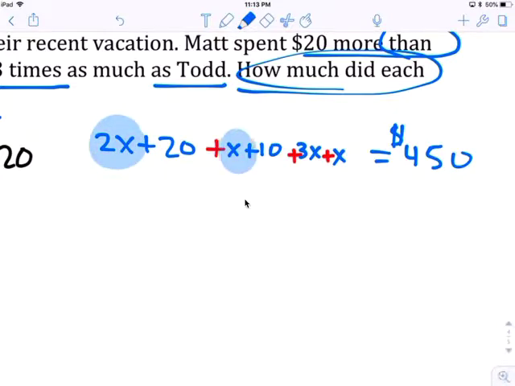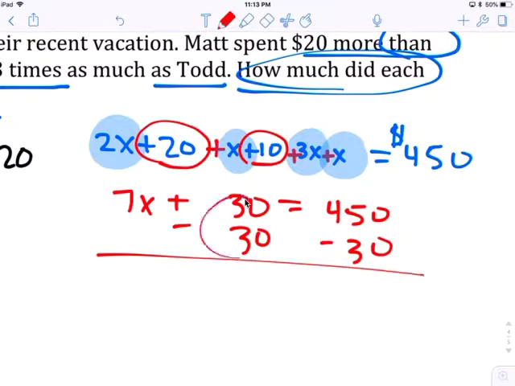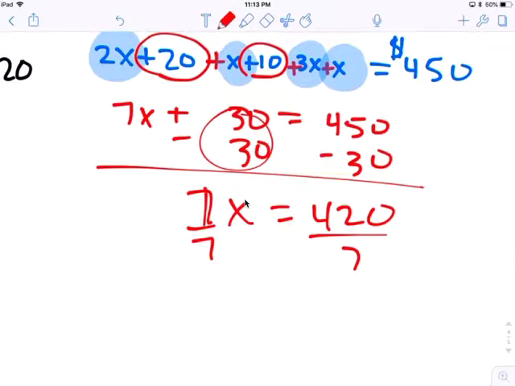2, 3, plus another 3, 6, 7X. Plus 20 plus 10 is 30. That equals 450. Minus 30, minus 30. 7X equals 420, divided by 7. X equals 60.